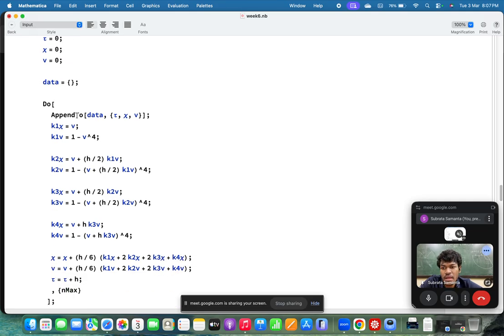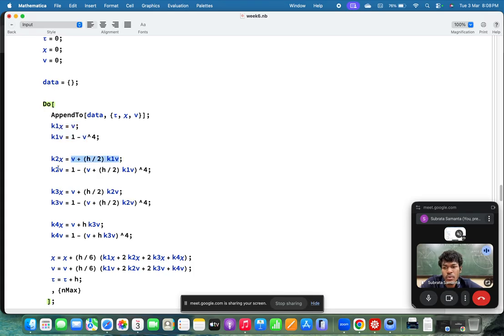Okay, empty data set. Now I basically append the values of tau, chi and v to this data set, using these procedures. So, this is my RK4 steps. My first one is basically v1 minus v to the power 4, then I update at midpoint.